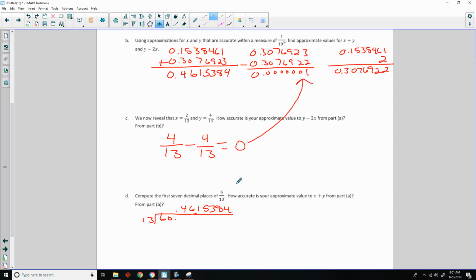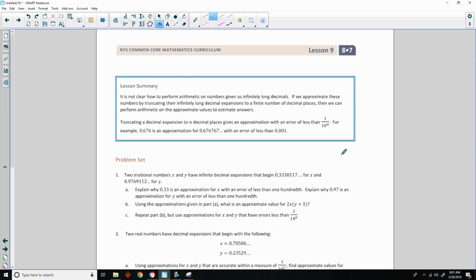Okay, why did we do that? Going out 7 decimal places, we got the same answer. So it's very close. Okay, that is the end of lesson 9. Review the lesson summary and go do your problem set.